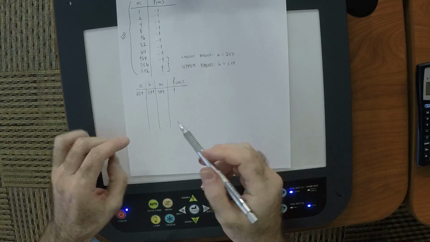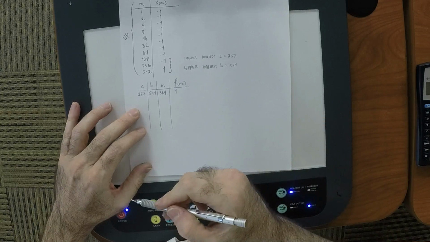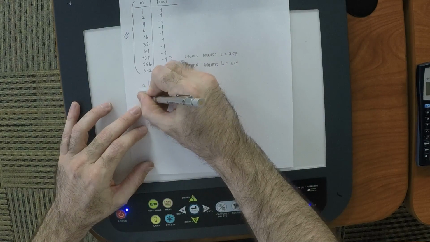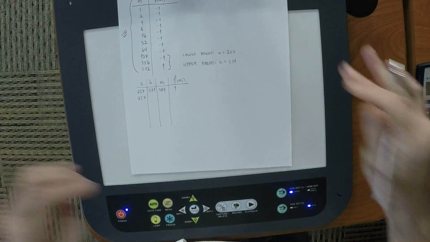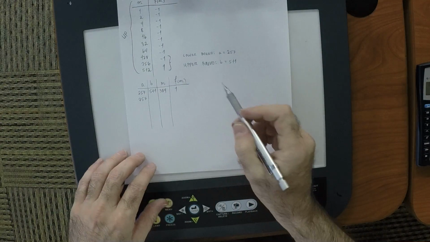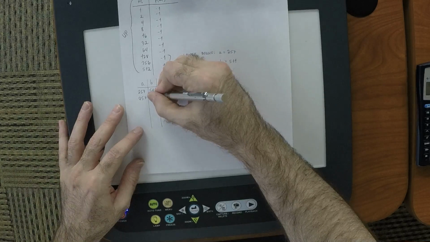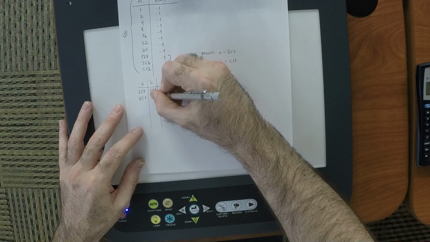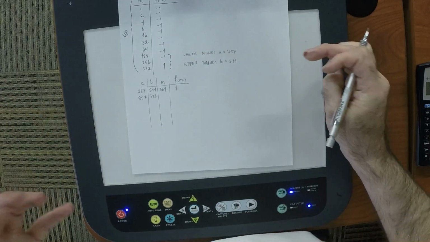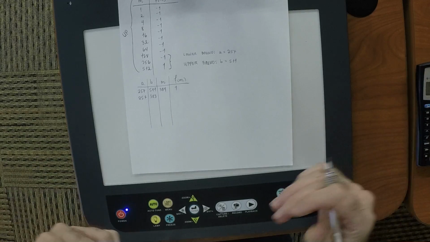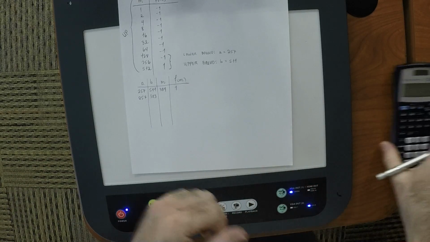So what's the new lower bound? 257, right? It's the same as before. Nothing changed about that. What's my new upper bound? 383. Why not 384? Yeah, we just got finished saying that 384 is too big. So 384 is not the upper bound.